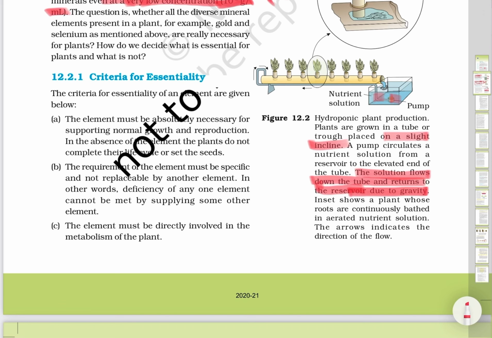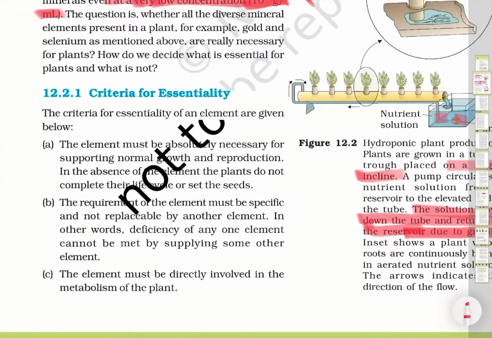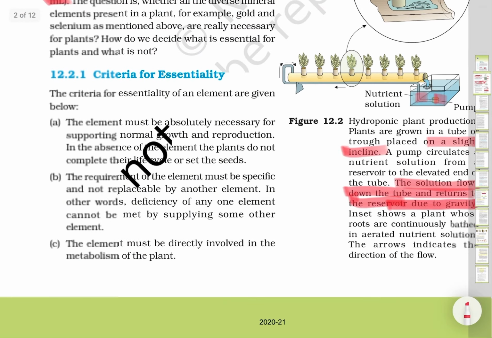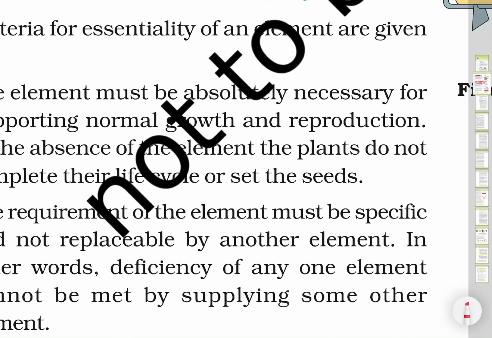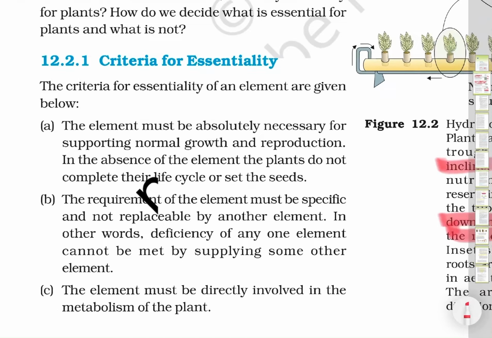Criteria for essentiality. The criteria of essentiality of an element are given below. Okay. The element must be absolutely necessary for supporting normal growth and reproduction. In the absence of the element, the plant will not complete its life cycle or set the seed.